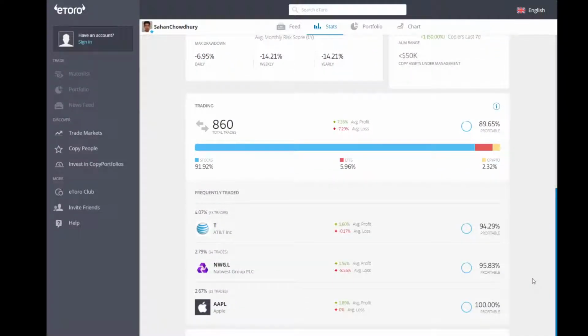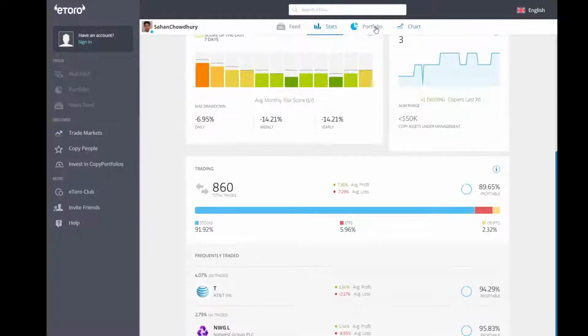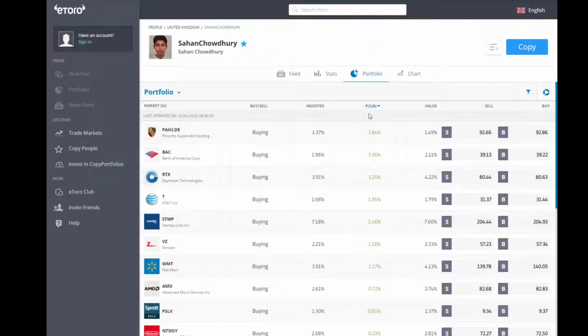He mostly trades stocks, so he's mostly trading these blue chip AT&T, NetWest. I have no idea who they are. Apple, everybody knows. He trades a lot during the week, that is around 16. So in terms of portfolio, do we have the same? No. So he seems to have rebalanced not so long ago.